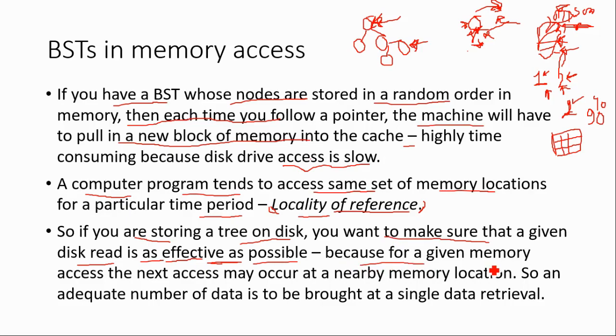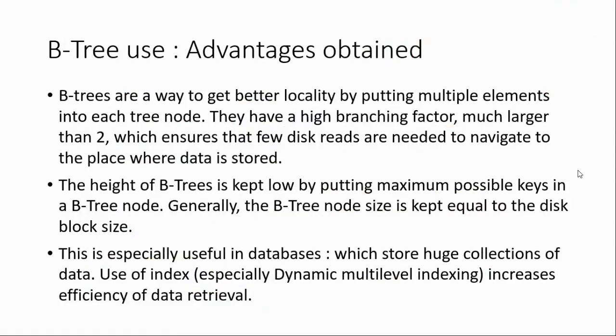For a given memory access, the next access may occur at a nearby memory location. That is the thing that we have said. So an adequate amount of data is to be brought in a single data transfer. In BSTs, a single node contains a single data item, or if multiple, then a comparatively lesser number of data stored in one node. So secondary memory accesses will be more. So we want such a structure that one memory access brings quite a lot of data to the main memory and most of the access needs are satisfied. So here the BT comes into our discussion.